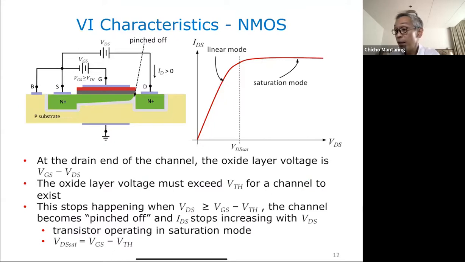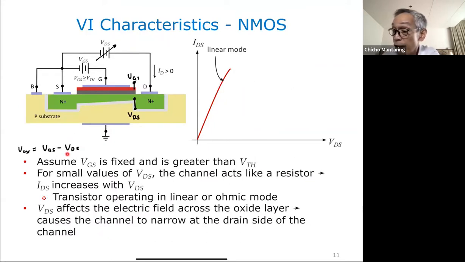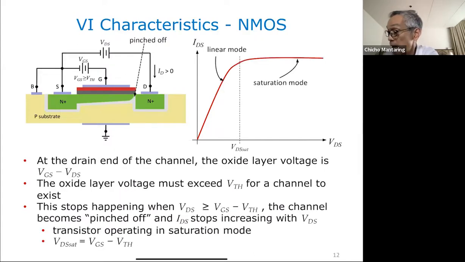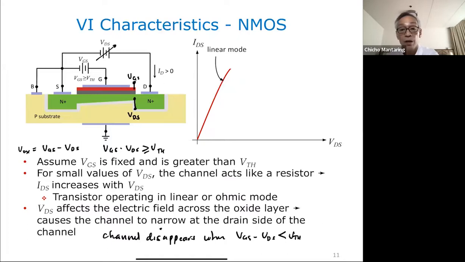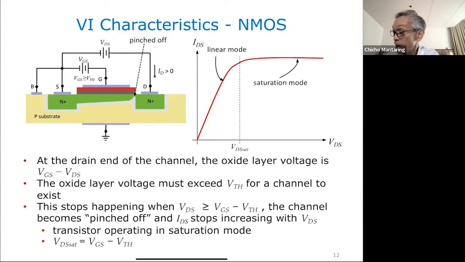And that's easy to see. From this equation, this has to be greater than VTH, so VGS minus VDS should be greater than or equal to VTH. This is for your channel to exist. So your channel disappears when VGS minus VDS is less than VTH. That means that VDS is now greater than VGS minus VTH. That is what I am saying here. The channel becomes pinched off.